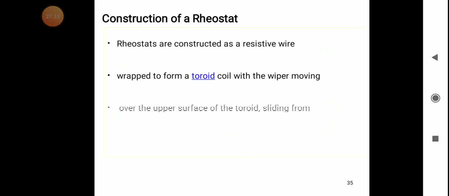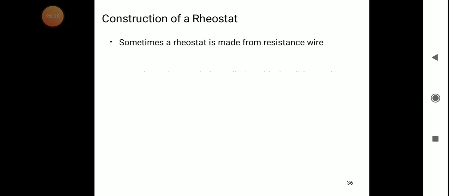How can we construct a rheostat? We will discuss the construction of a rheostat. Rheostats are constructed as a resistive wire wrapped to form a toroid coil with the wiper moving over the upper surface of the toroid, sliding from one turn of the wire to the next. That movement gives the resistance value.